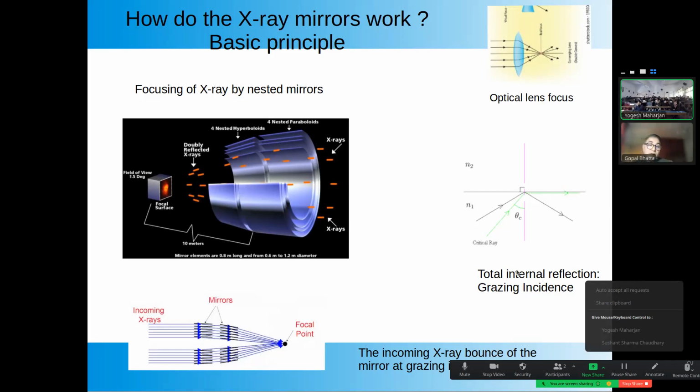They work by the principle of total internal reflection, which you know: when light passes from denser to rarer medium, sorry, and then if you pass some critical angle, it reflects back, which is called total internal reflection. In a similar way, in the nested mirrors, the X-rays are sent in at a grazing incidence, and then they reflect back. At the bottom you can see the focus, how these X-rays can be focused. So for X-rays, the lenses are quite different from the ones for optical telescopes.